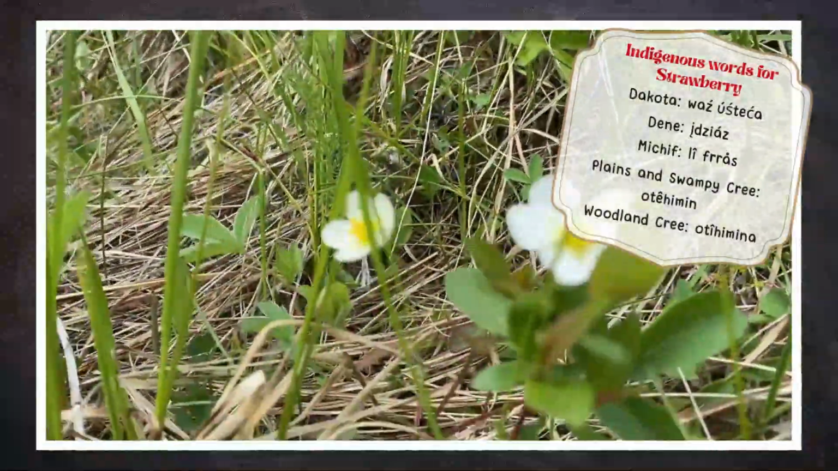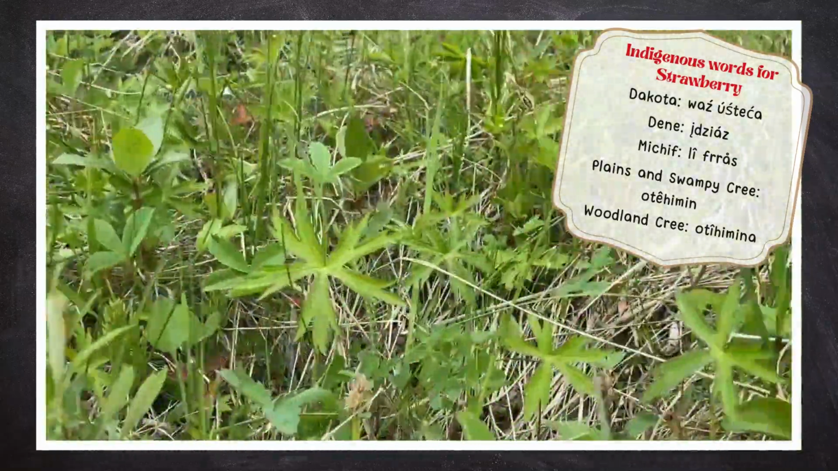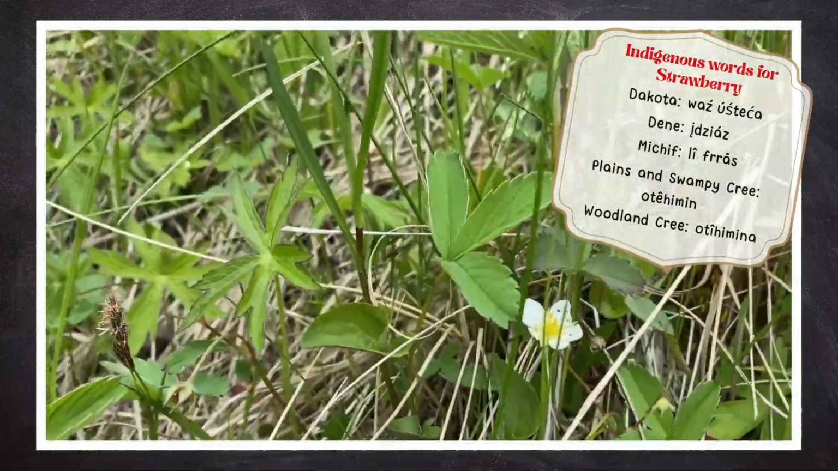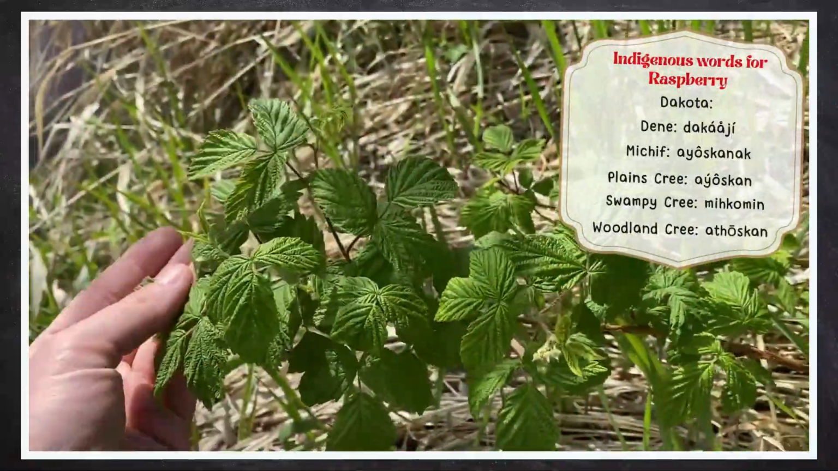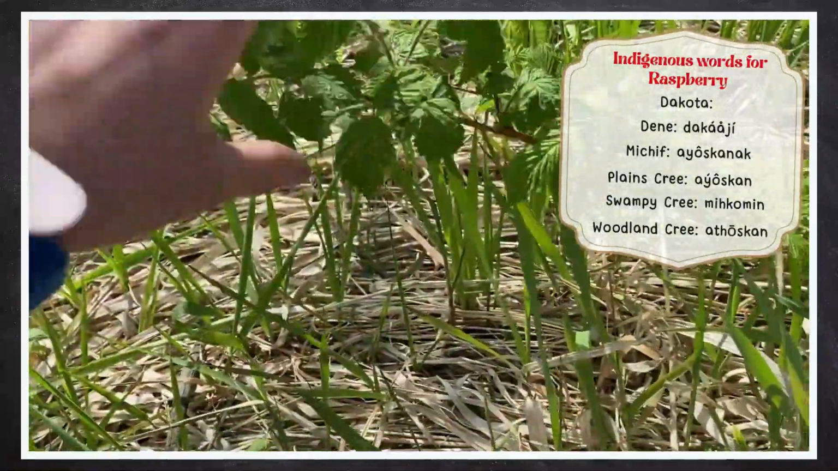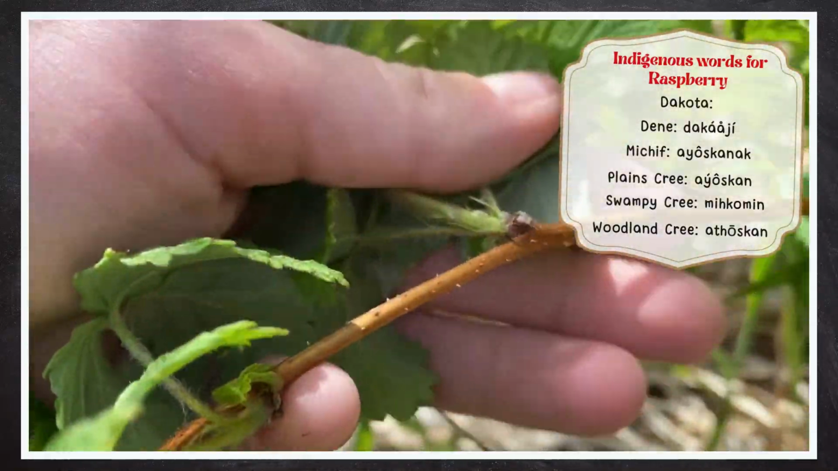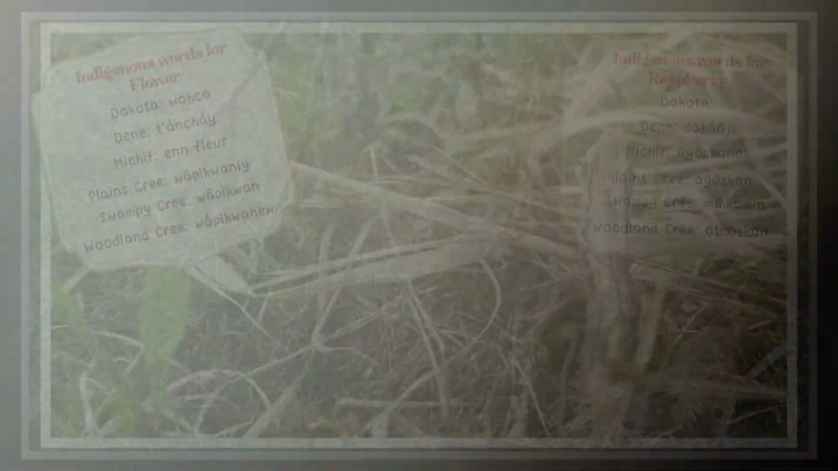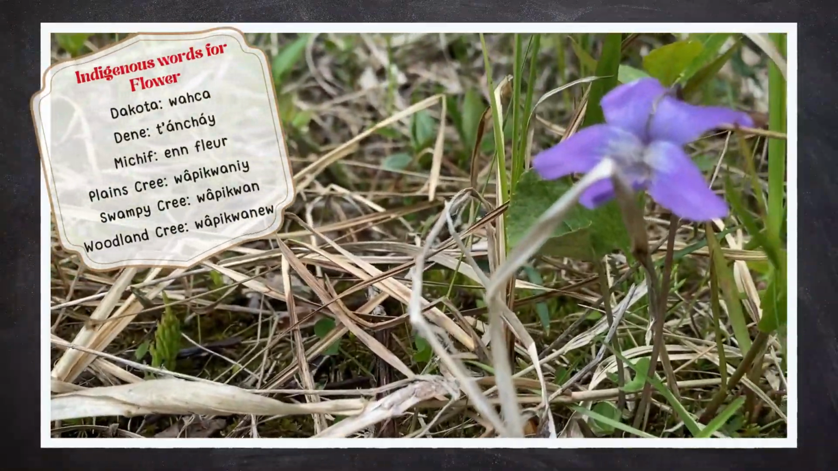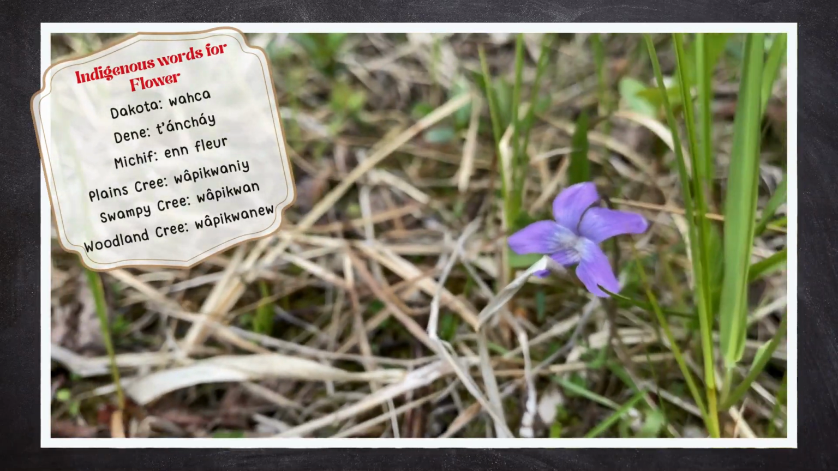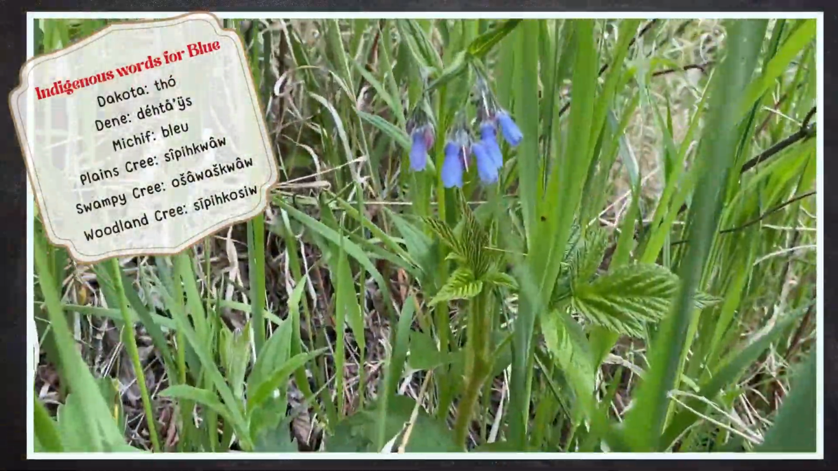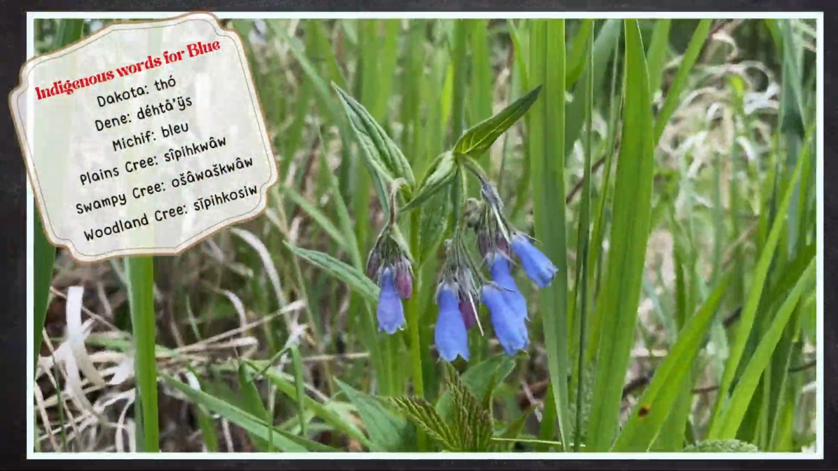Here I found some wild strawberries, just starting to flower. Near the strawberries, there were even some wild raspberries. And look, little Johnny jump ups. They're so pretty and purple. And under these willows, what is that? Oh my goodness, they're northern bluebells. How pretty.